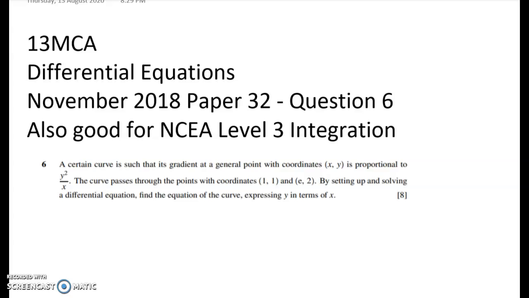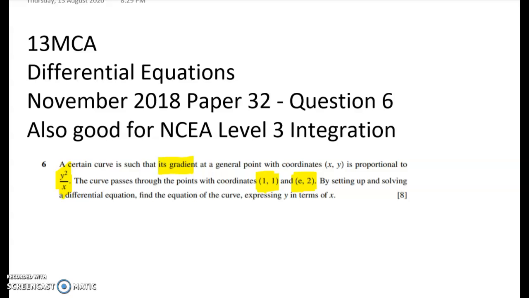This is an A-level question on differential equations, but it's also one that's quite good for some Level 3 NCEA practice. And the question goes like this. We've got a curve such that its gradient at a general point with coordinates (x, y) is proportional to this. And we're told that the curve goes through these two points. We have to set up and solve a DE, and we have to find the equation of the curve.